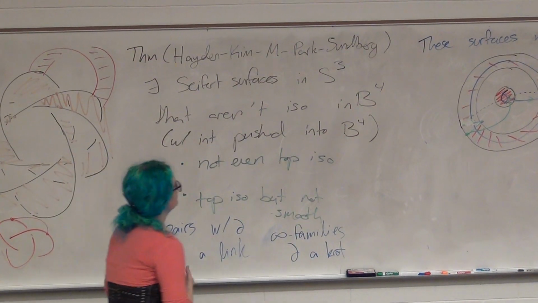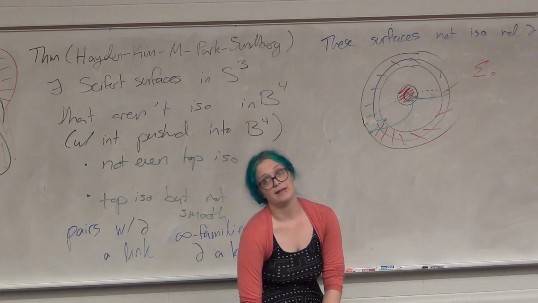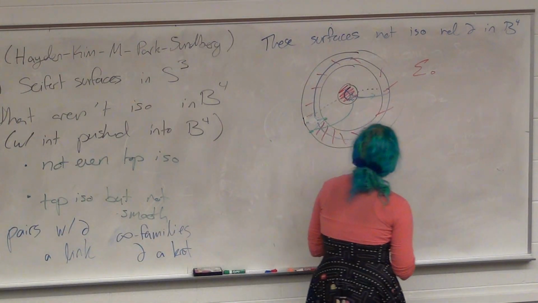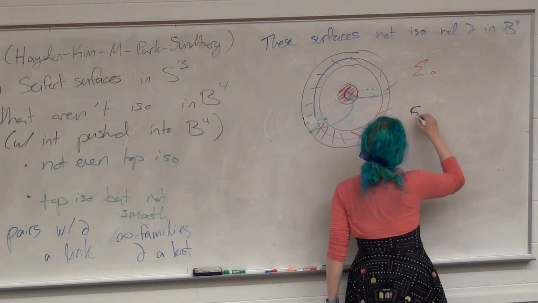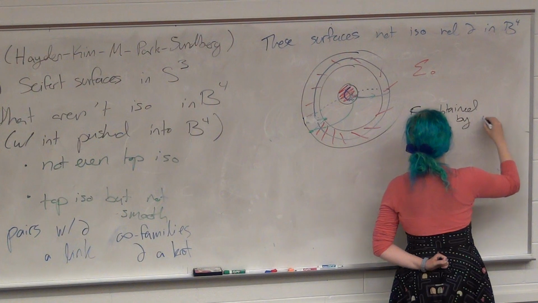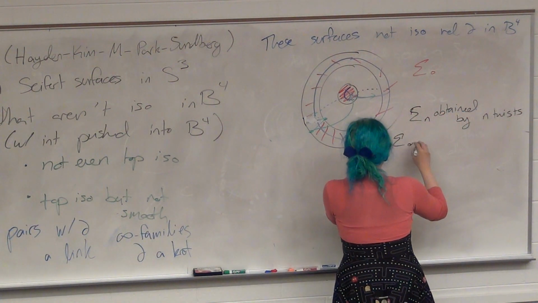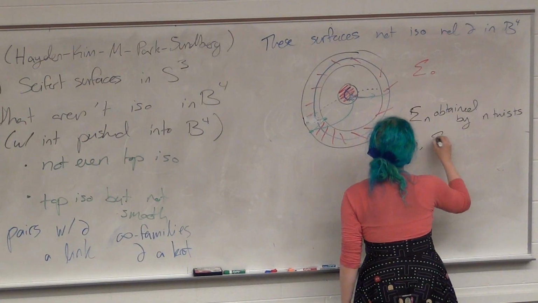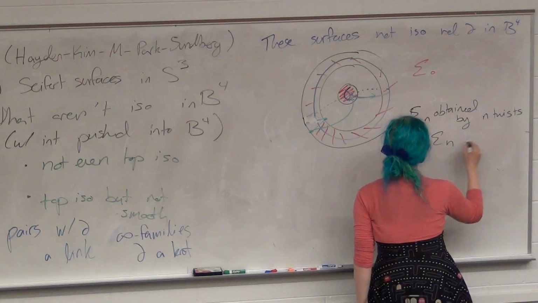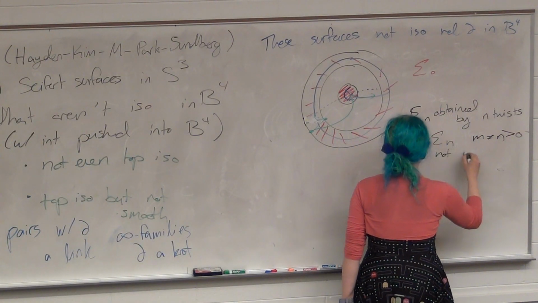So we show that these surfaces, as long as you twist more and more times, are not even topologically isotopic in the four-ball rel boundary. So sigma n is obtained by n twists. And sigma m and sigma n, for m not equal to n, are not isotopic.